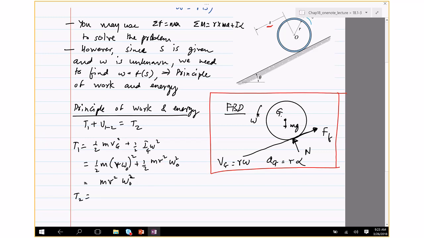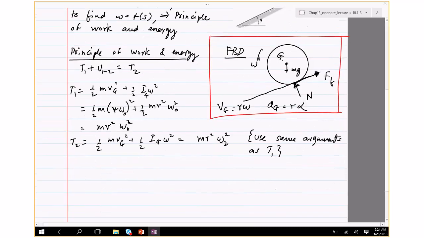Similarly, we can show that the final energy is going to be m r square omega 2 square, right? Use the same arguments as T1. Since it's rolling initially, it's going to be rolling in the end, because the entire time it's rolling, you could use the same arguments to write the total energy as a function of omega 2.